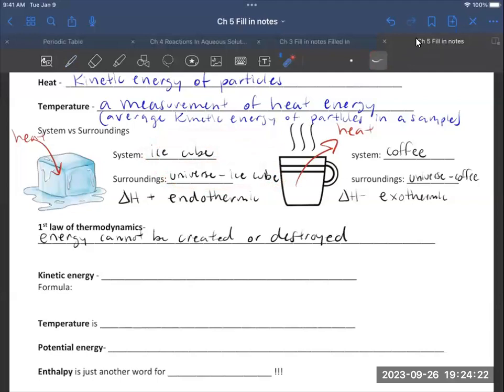Sorry guys, there's a spider crawling around in my room right now. I have to kill it. Hold on one second. Okay, spider's dead. All right. Sorry, guys.